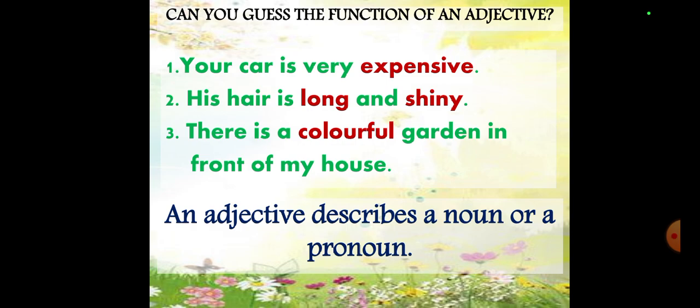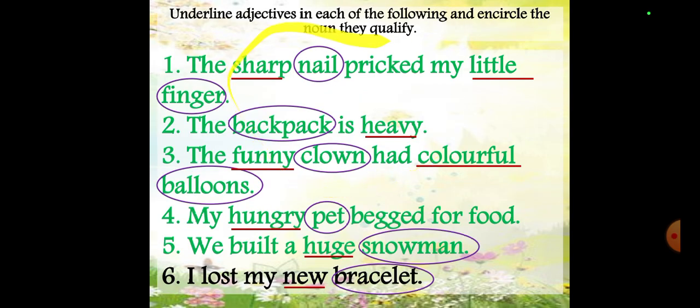So any word that describes a noun is an adjective. Here colorful is describing the garden, long and shiny are describing his hair, and expensive is describing the car. An adjective is something that describes a noun or a pronoun. Here your and his are pronouns, so it can be a noun and a pronoun both.